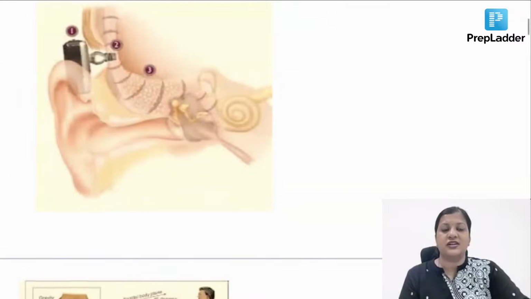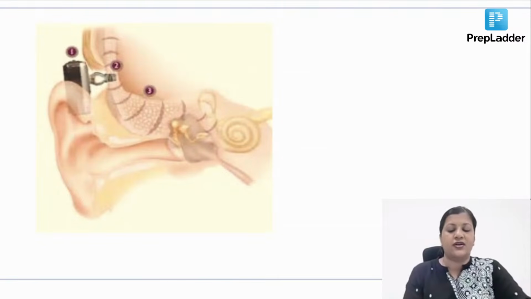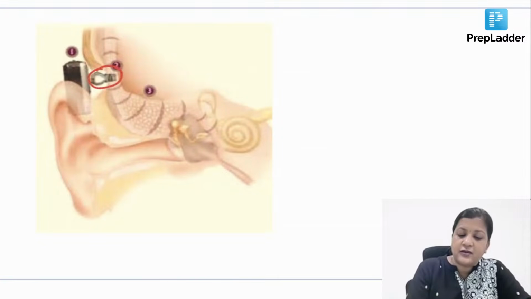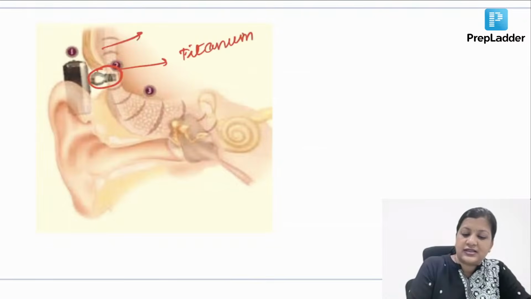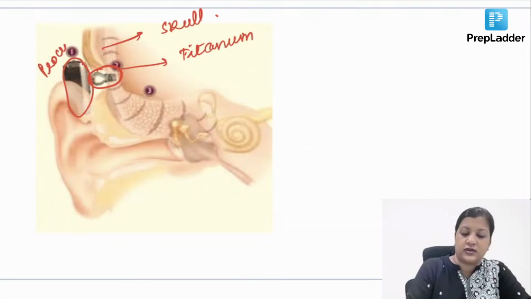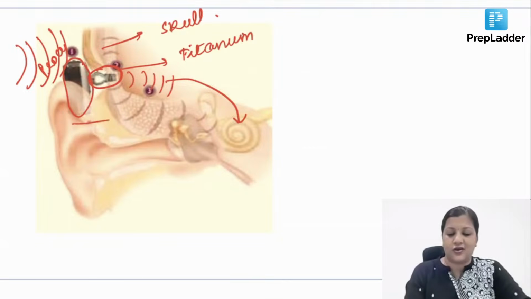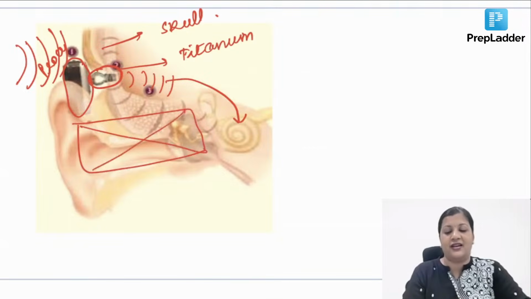Now look at this image and tell me what it is showing. Very quick, very easy. Yes, so quickly tell me, what is this image showing? There is a titanium screw, and this titanium screw is integrated with the skull. Over the titanium screw, you have an abutment, and over that we have placed the processor. Now, what will happen? The processor will receive the sound impulses and transmit them directly to the cochlea, bypassing your external ear and the middle ear.